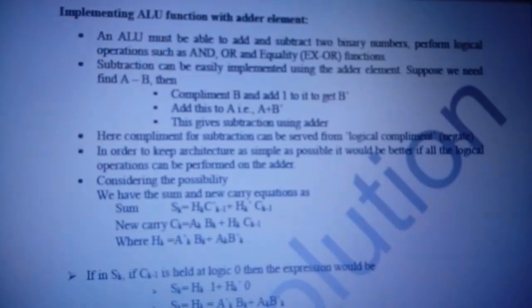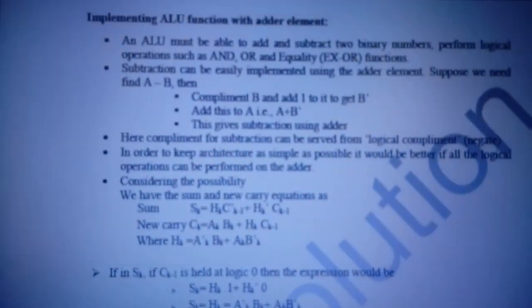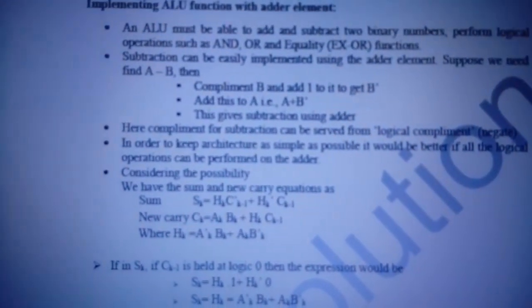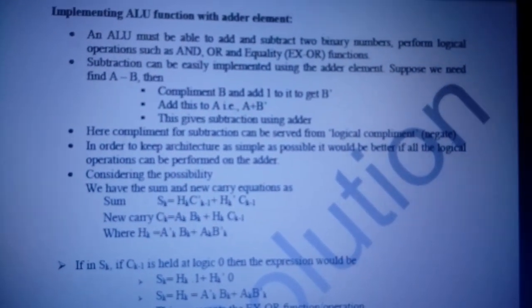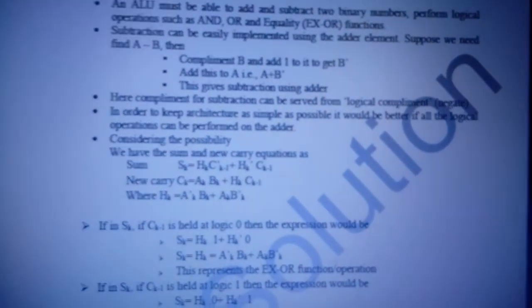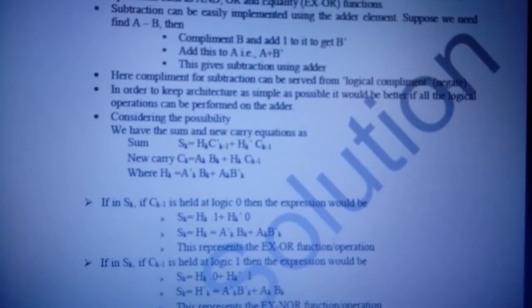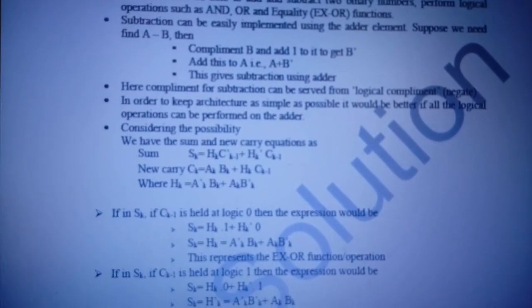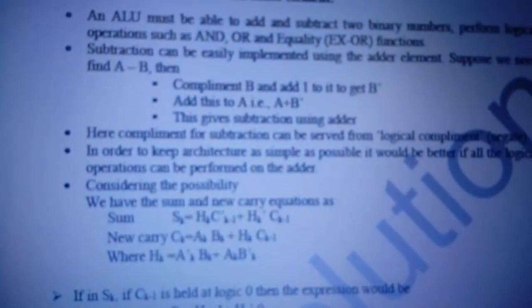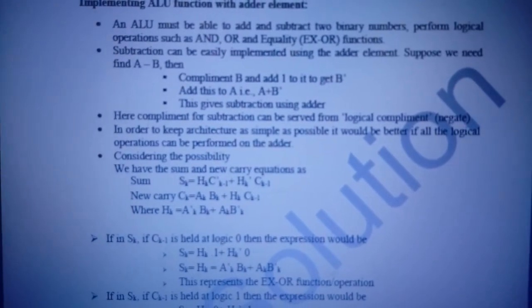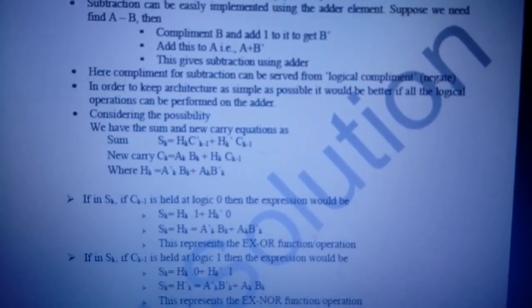Now we will quickly see implementing ALU functions with adder elements. An ALU must be able to add and subtract two binary numbers, and perform logical operations such as AND, OR, and XOR functions. Subtraction can be easily implemented using an adder element. For subtraction, you complement B and add 1 to get B bar, so that you can add A to this, A plus B bar. This gives subtraction using an adder. Here the complement for subtraction can be served from the logical complement.